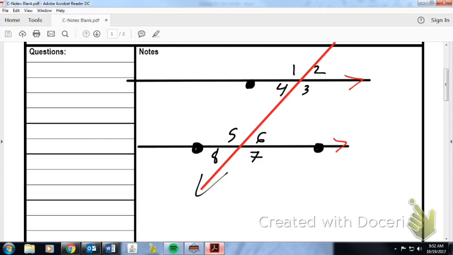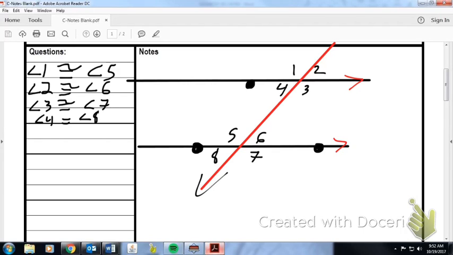So, what I want you guys to do is take about 3 to 5 minutes and write down all of the corresponding angles here. So all the corresponding pairs, write those down. Okay, so those are all the corresponding angles right there. 1 and 5, 2 and 6, 3 and 7, 4 and 8. Now remember, corresponding angles means on the same side of the transversal in a corresponding position. So that's the top left, top right, bottom left, bottom right. So 1 and 5, both top left. 2 and 6, both top right. 4 and 8, both bottom left. And 3 and 7, both bottom right.